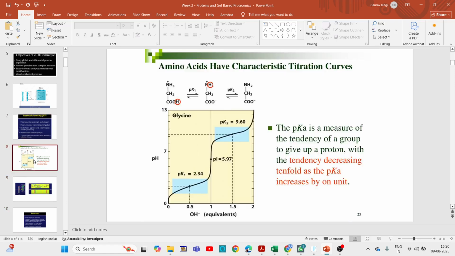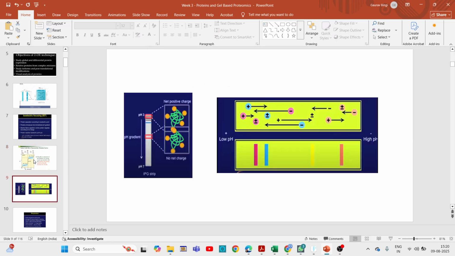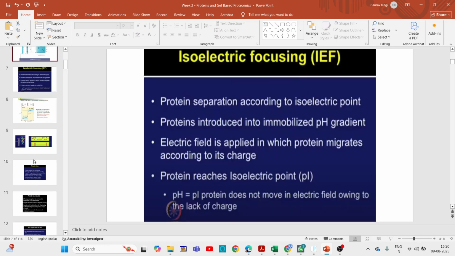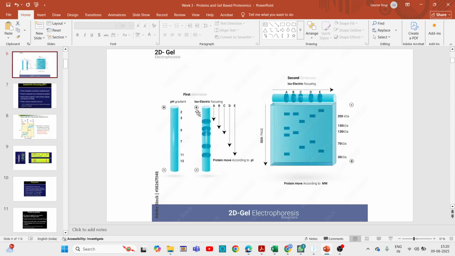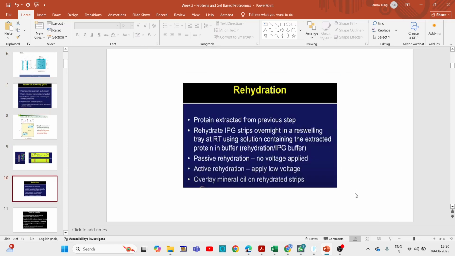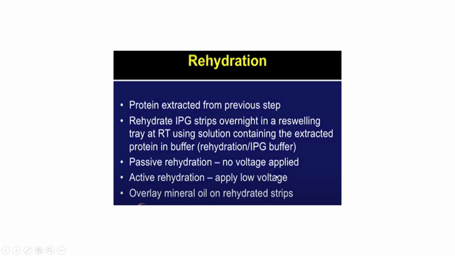Explain how isoelectric focusing is performed in general. What are the steps we will have to follow in order to perform this experiment? That is the first dimension of 2D gel electrophoresis. So the first step is rehydration. In this step, proteins are extracted from the previous step.